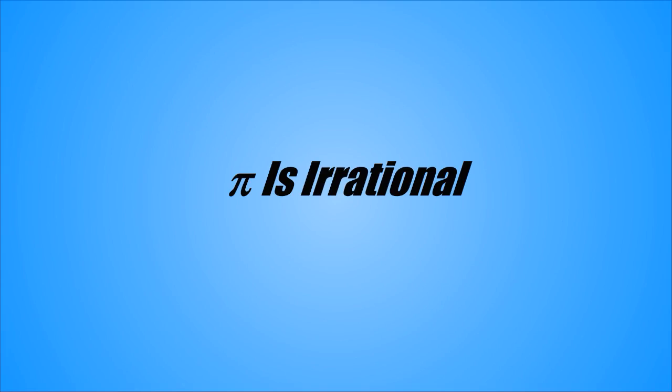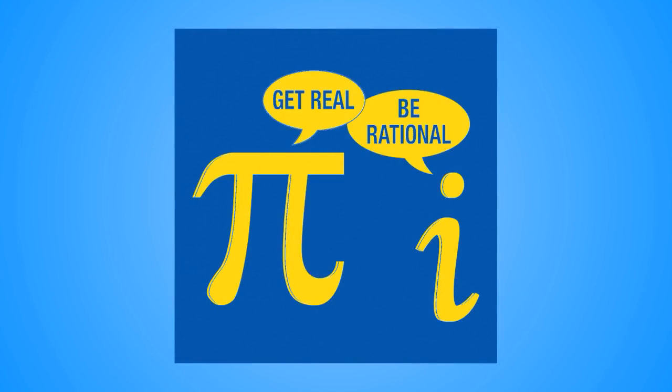In this video, we're going to look at one of the most famous properties of pi, which is the fact that it's an irrational number. You may have seen the meme in which the number pi tells the number i to get real, and i shoots back, be rational, and whoop, hey, there it is.